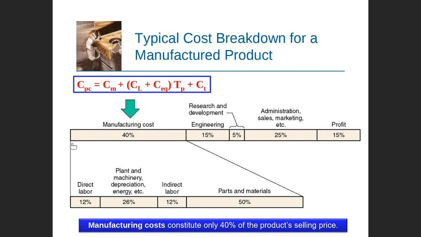This equation actually describes only this section, which is the manufacturing cost section, right? Which is only around 40% of the total cost, as you can see. So this equation describes 40% of the total cost, including material, labor, equipment, and tool. What about this one? This cost must be considered. You cannot identify the price of the product unless you include this cost as well. And it counts for 60%. If this one counts for 40%, this one counts for 60%.